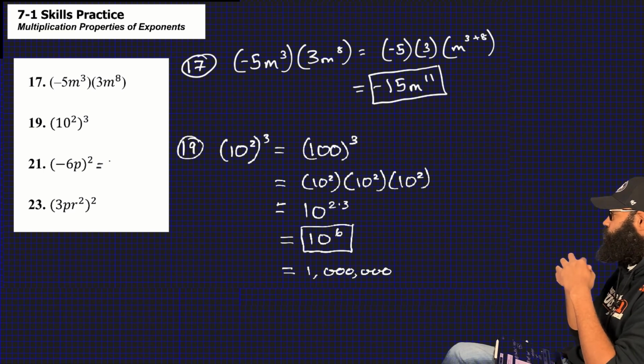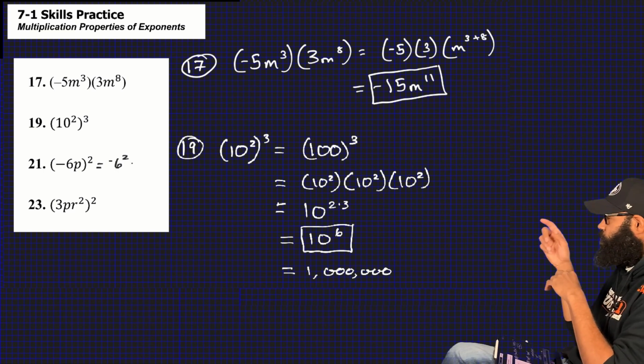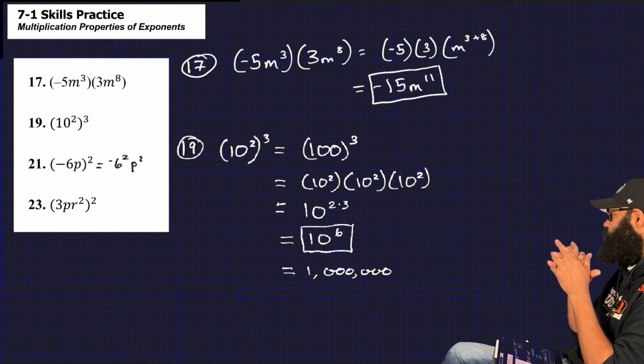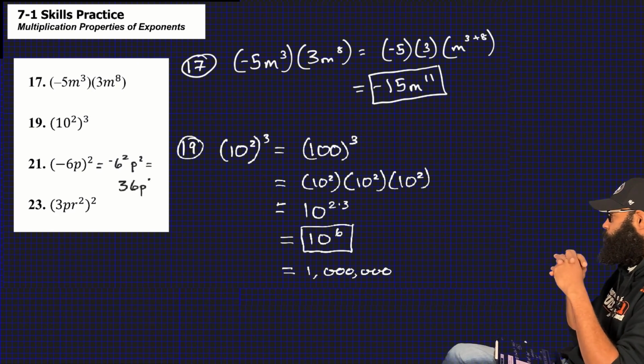Go ahead and show in 21. You can distribute, you know that word from other lessons. Distribute your power to your coefficient and to your variable. I'm basically multiplying the invisible 1 times 2 for -6 and for p.